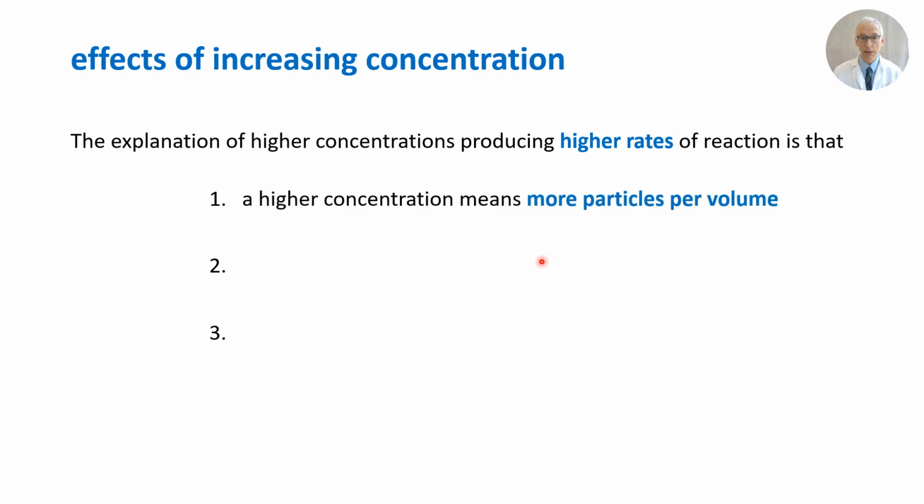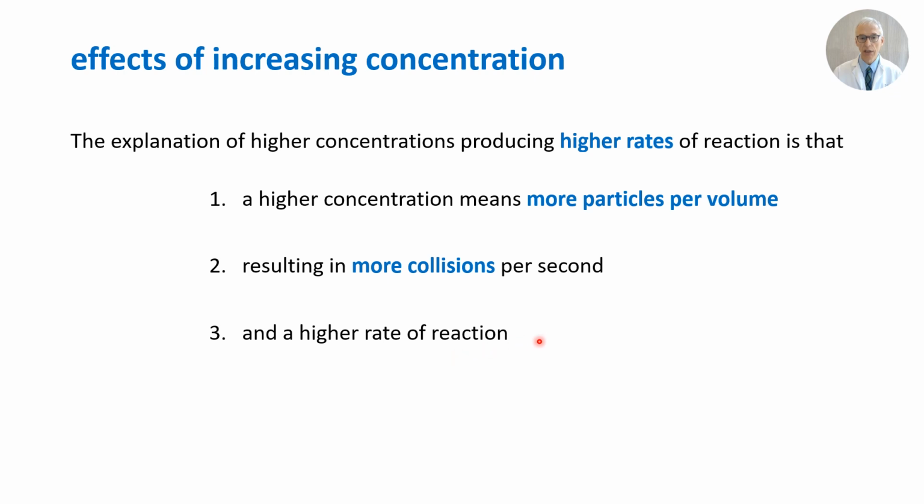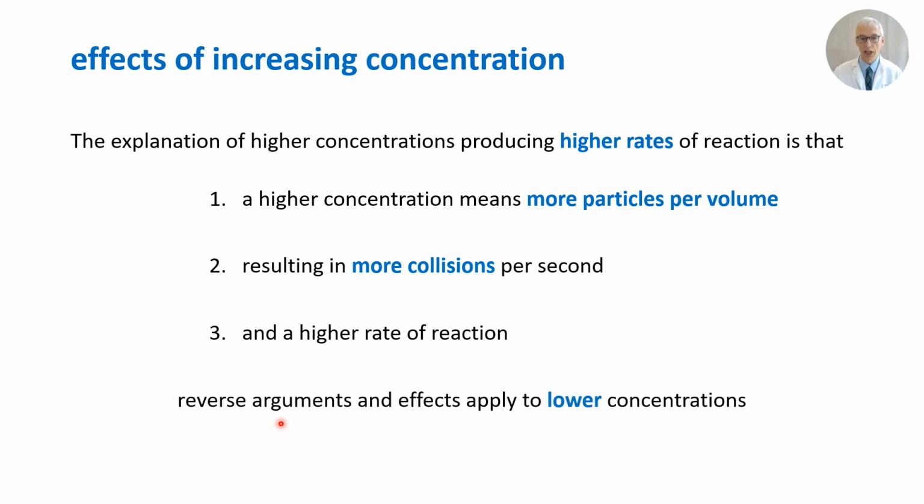I'm going to reveal my first statement. A higher concentration, first of all, means more particles per volume. So you need to explain what a higher concentration means. This results in more collisions per second, a higher collision frequency. Well, if there are more collisions per second, we achieve more successful collisions per second and a higher rate of reaction. Now, the arguments for slower rates of reaction with lower concentrations are simply a reverse of these arguments.